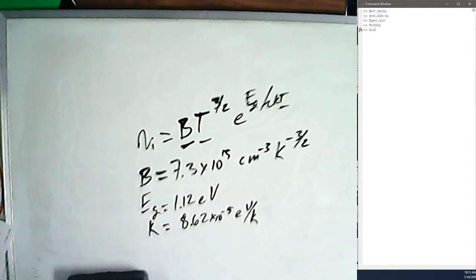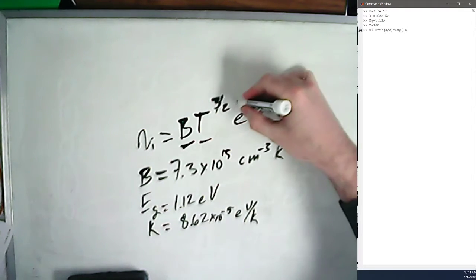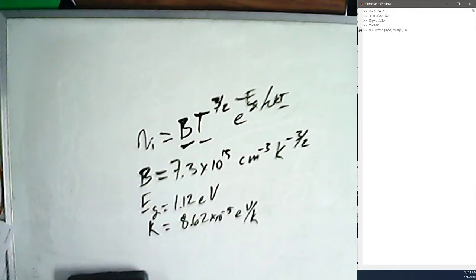So Ni is equal to B times T to the 3 over 2 times the exponential of negative Eg. Oh, I forgot that over here. Negative Eg. Okay. Good thing I checked. Negative Eg over 2 times k times T.